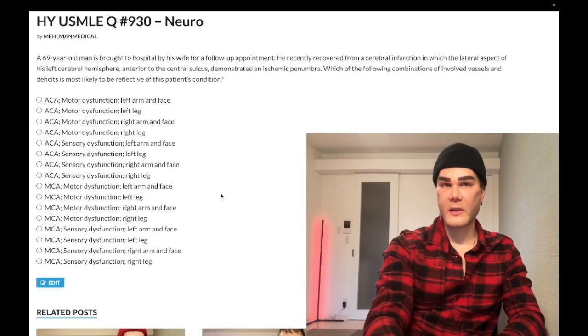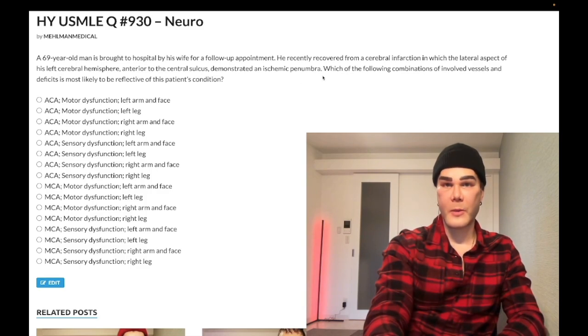How's it going, guys? We have a past level question for neuro for Step 1, Internal Medicine, 2CK. A 69-year-old man had a recent stroke, cerebral infarction, affecting the lateral aspect of his left cerebral hemisphere and anterior to the central sulcus. Okay, and then we have ischemic penumbra that was demonstrated.